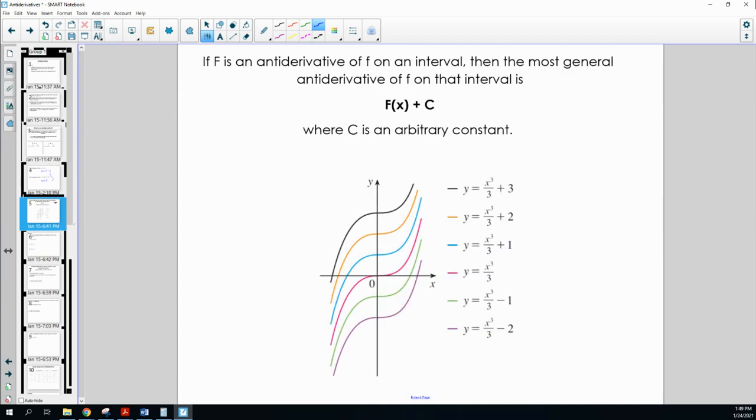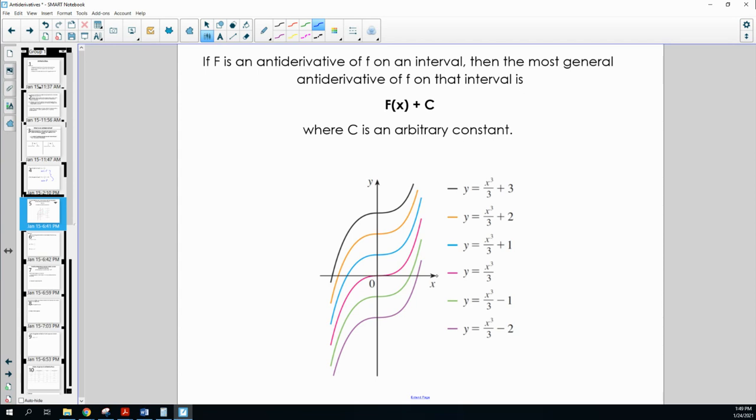So we're going to go to here. If big F is an antiderivative of little f on the interval, then the most general antiderivative is big F of x plus c. That plus c is super, super, super important. When we take antiderivatives, it's really important that we include this plus c, which is an arbitrary constant. Later on, we'll be able to solve for c, so we actually have a number there instead of that c to represent our constant.